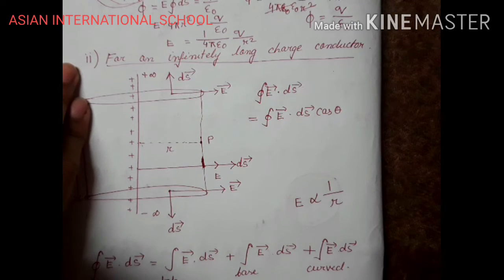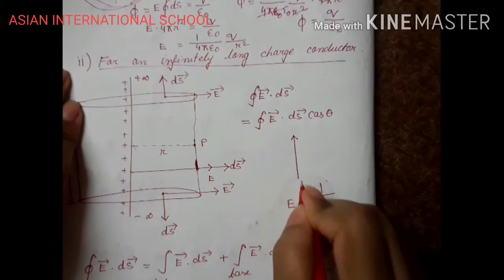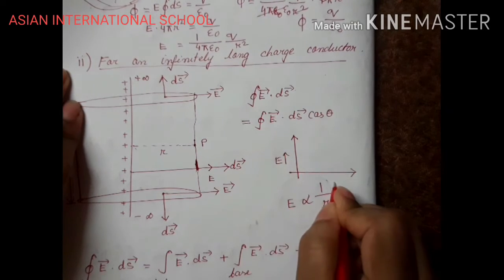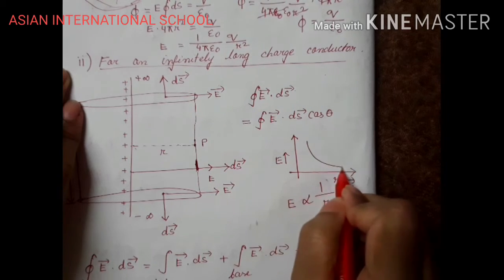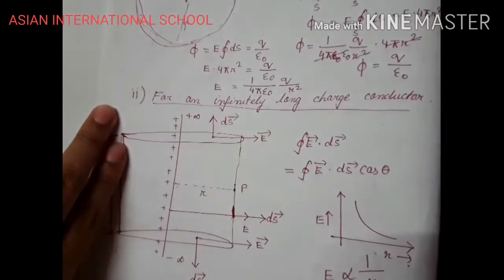So electric field is decreasing with distance. If I have to draw the graph between electric field and distance, suppose this is my electric field and this is my r distance, then how will my graph be? This will be a decreasing graph. Okay, now let us move to the next case.